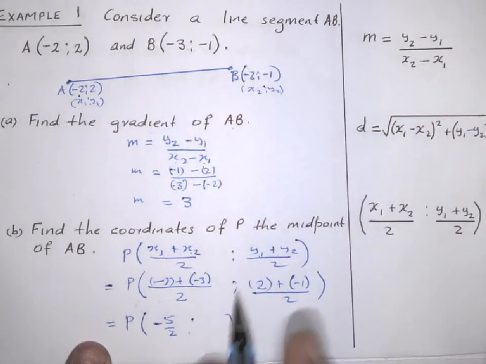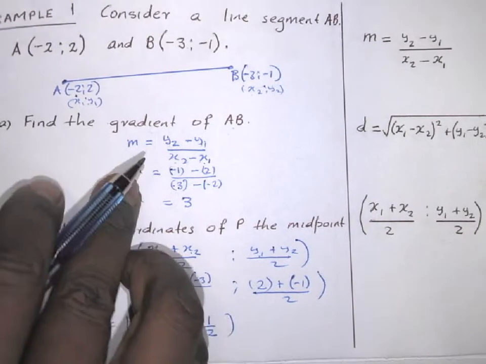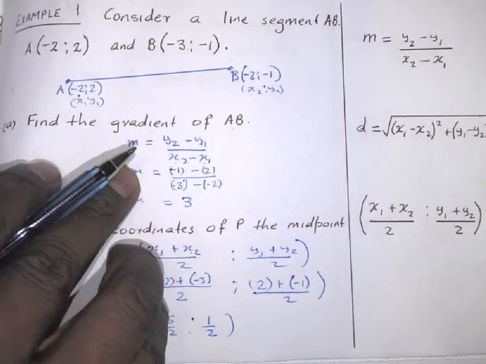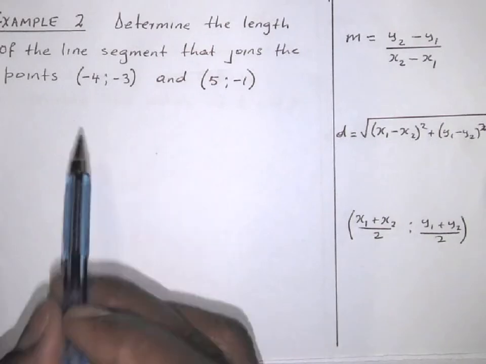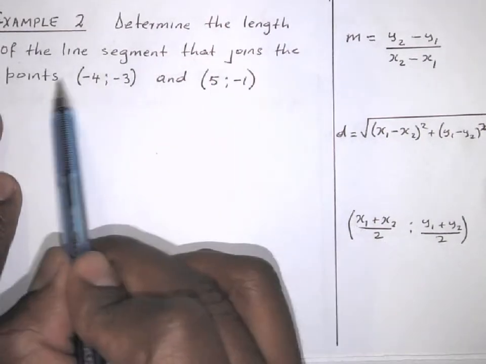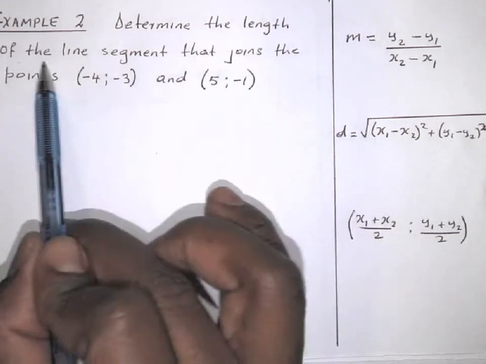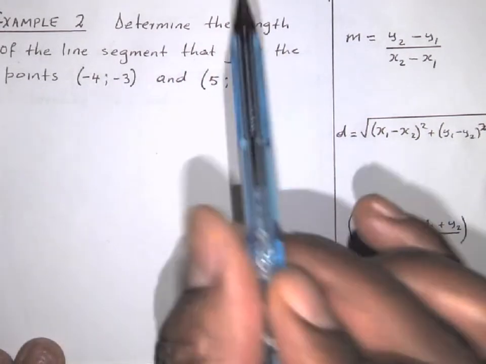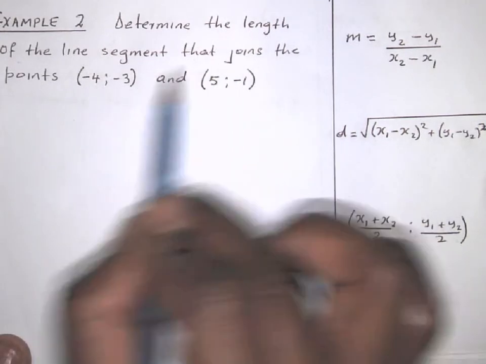Another example says here, determine the length of the line segment that joins the points this and this. So you want to find the length of the line segment. The line segment joins this. We said if the line joins this thing here, we use this formula here. So this formula is for the line segment. The length, we're talking about the length, which means that we're talking about the distance.